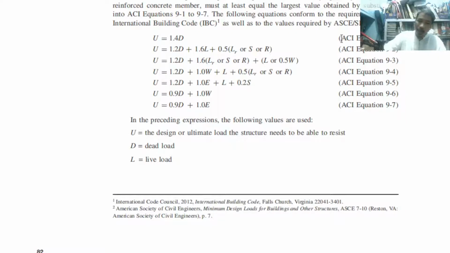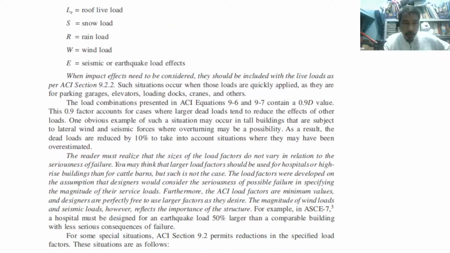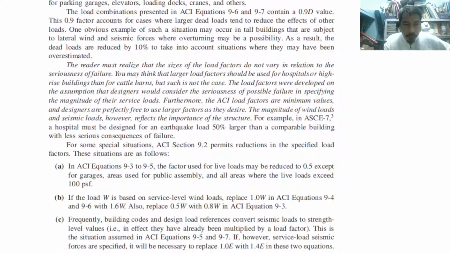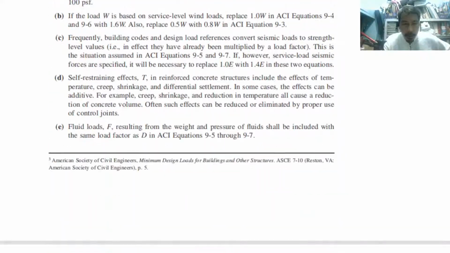Okay. Are we clear? So we have what? Dead load, live load, and design or ultimate load that the structure needs to be able to resist. So we have the U, we have D, we have live load. Well, we have LR, meaning roof load. S is snow. R is rain load. W is wind. What else? E meaning earthquake. Okay. So those are the same as in the previous discussion, so we don't need to take up so much time about that.